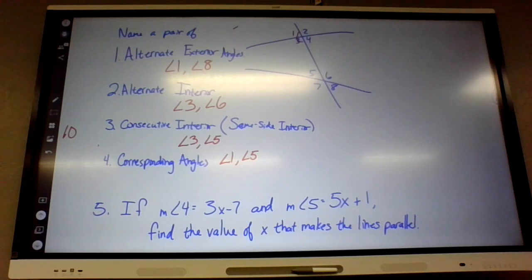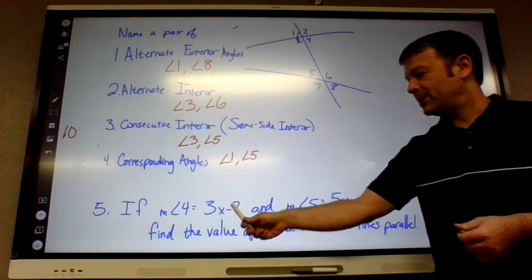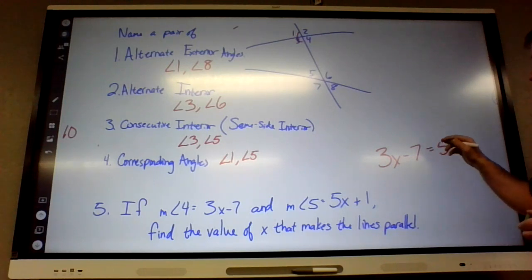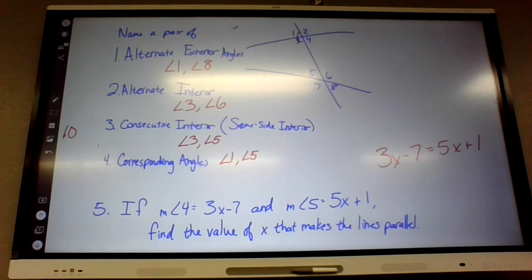So, for the lines to be parallel, what would have to be true about angle 4 and angle 5? They'd have to be the same. Not slope, it's just angle measurements. So, to make the lines parallel, we just need to make this equal that. 3x minus 7. Alternate interior angles are supposed to be congruent if the lines are to be parallel. Do we still have algebra skills? No. I have lost all skills to algebra.